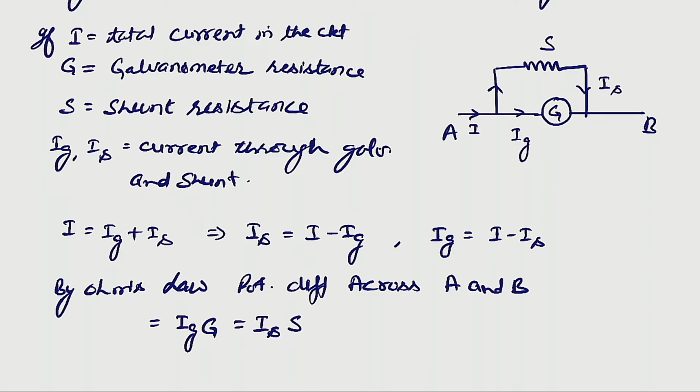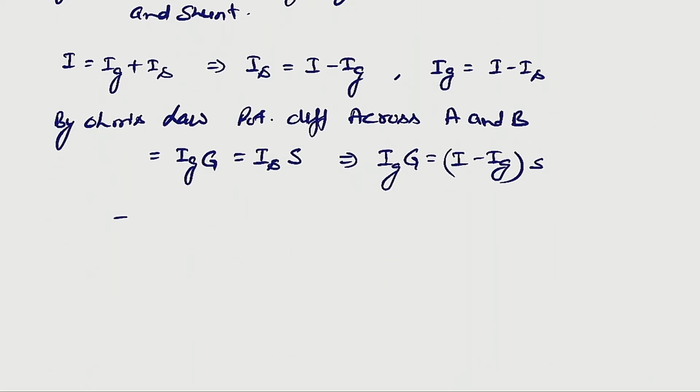So from here we can write that Ig into G can be written as I minus Ig, because we know that Is is equal to I minus Ig, into S. So in terms of Ig we can write it like this. Now from this equation we can write that Ig times G plus S is equal to I into S.